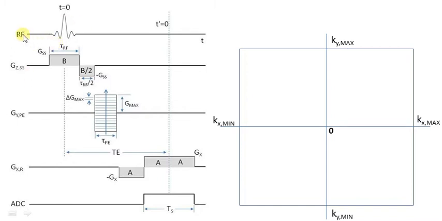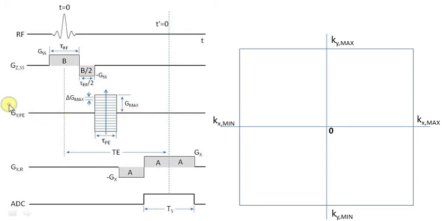So what we have here, of course, is an RF pulse in the top line. This is the time axis. Gradient Z, this is the slice select gradient. And we have the phase encode gradient here. GXR is the read gradient. And ADC here stands for analog to digital converter.